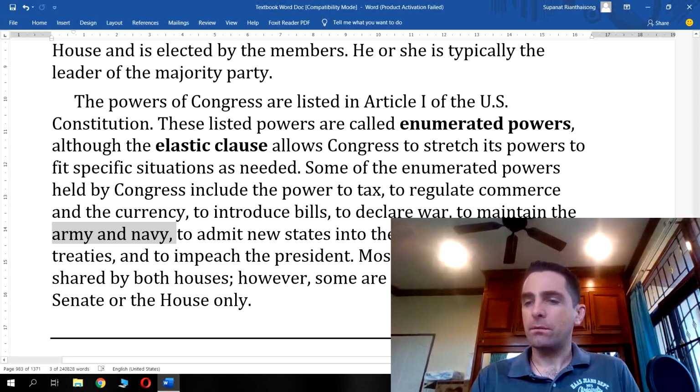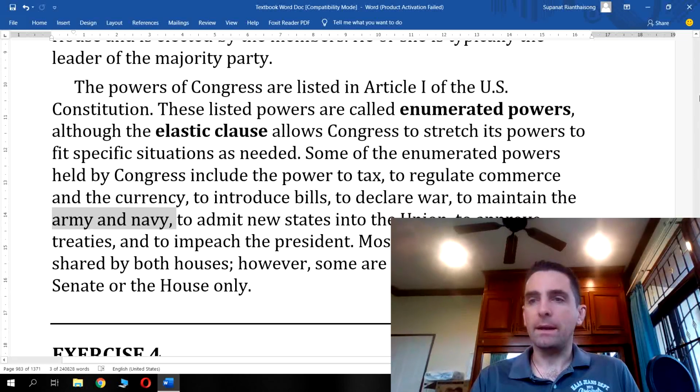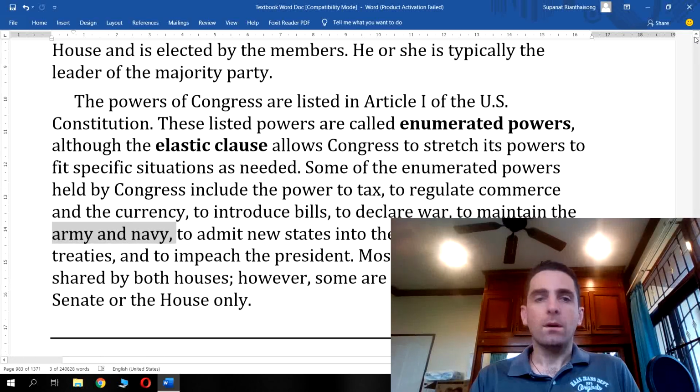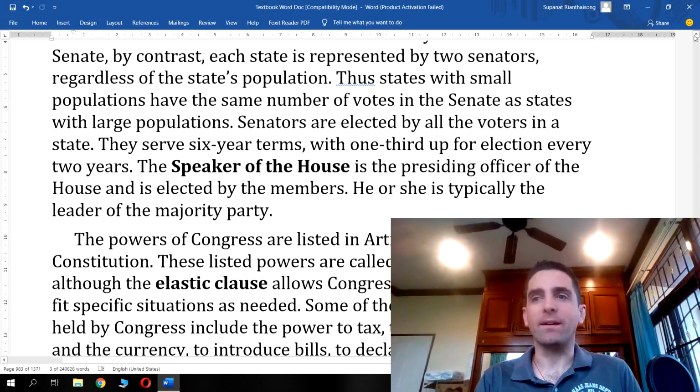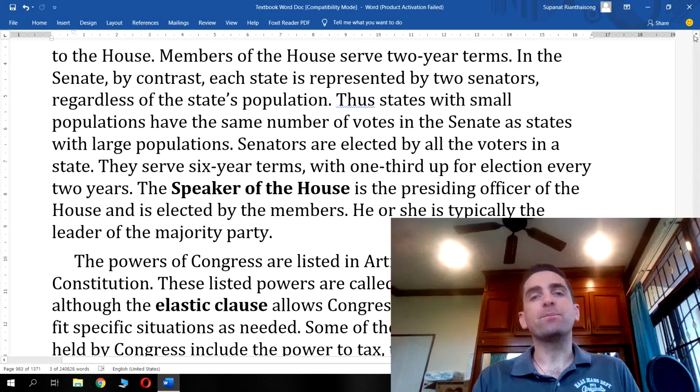Yes, that's about it. Okay, all right, so that is all. I hope that helps you a little bit with the legislature.